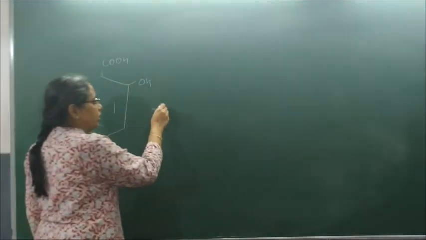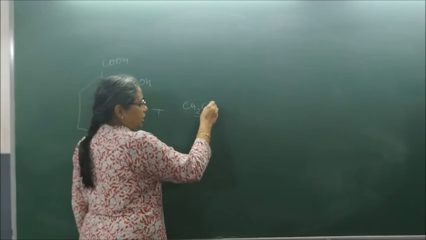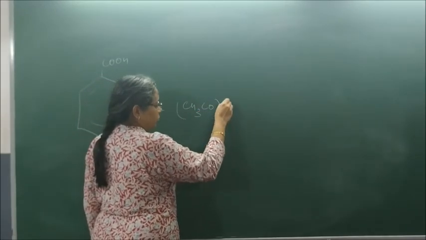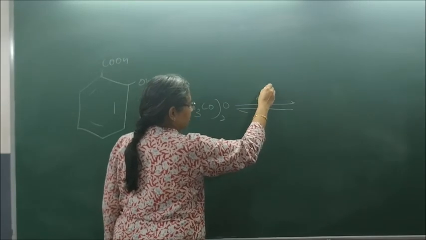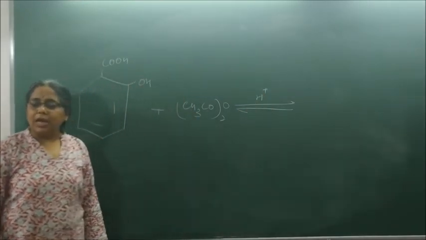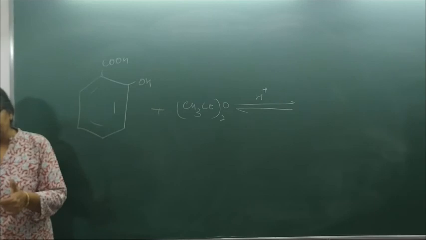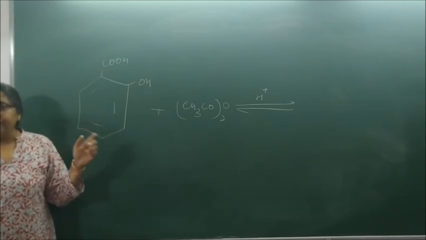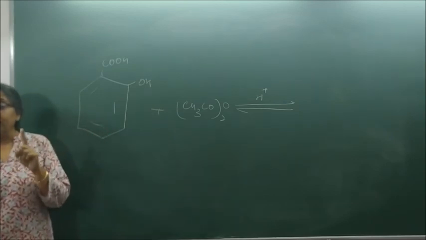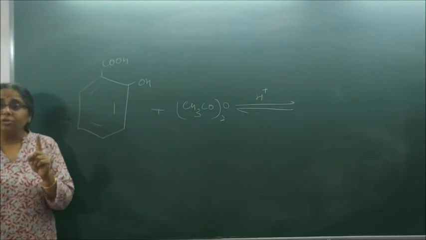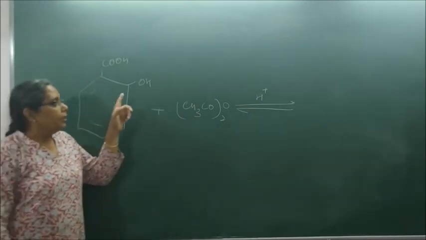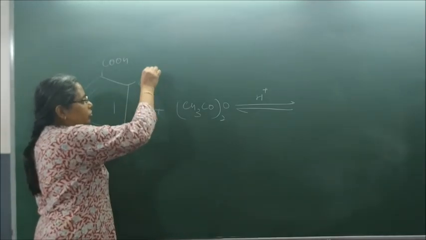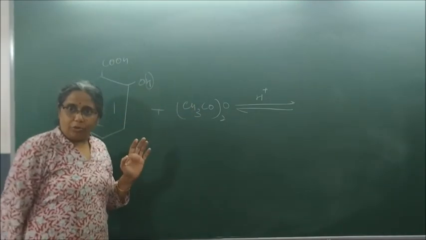When this is treated with (CH3CO)2O in the presence of always what? H plus. When I do it with carboxylic acid, H plus is required. When I do it with anhydride, H plus is required. When I do it with CH3COCl, what is required? Pyridine is required. Okay, now from here, this H will go and one CH3COOH will go.